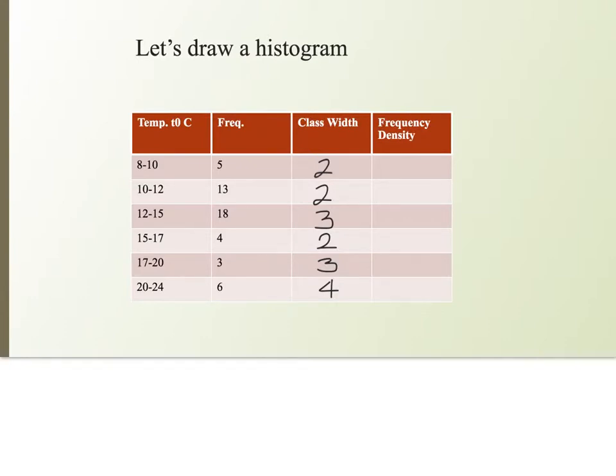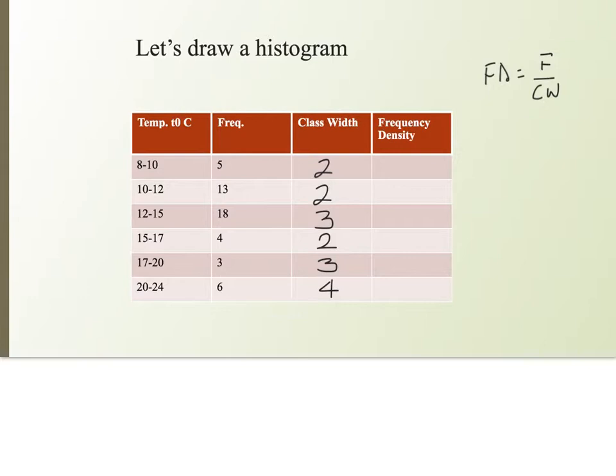So try and remember that's how you find the class width, okay? You find your difference between your class intervals, or in other words, just do this number, take away that number, and then you'll be sorted. Now the frequency density. On the slide before, I explained that the frequency density is equal to the frequency divided by the class width. So here is my frequency, and here is my class width. So I'm going to take the frequency and divide it by the class width.